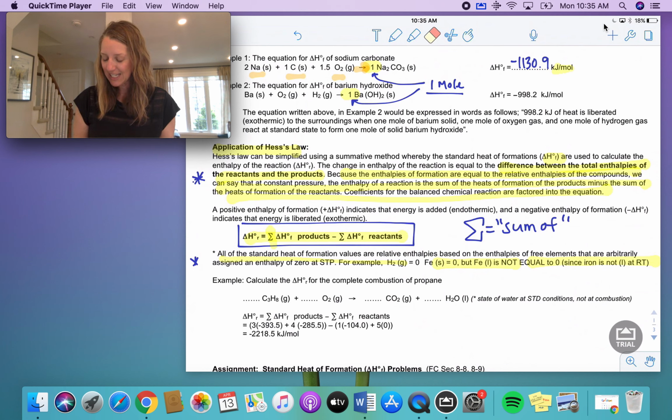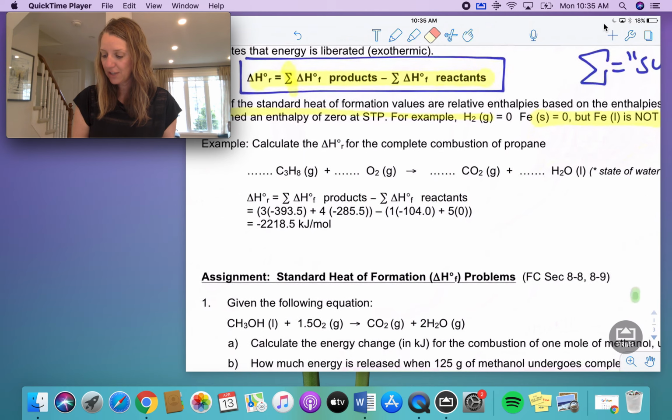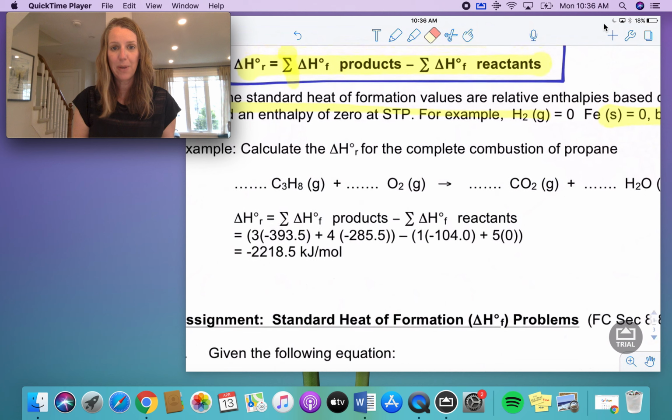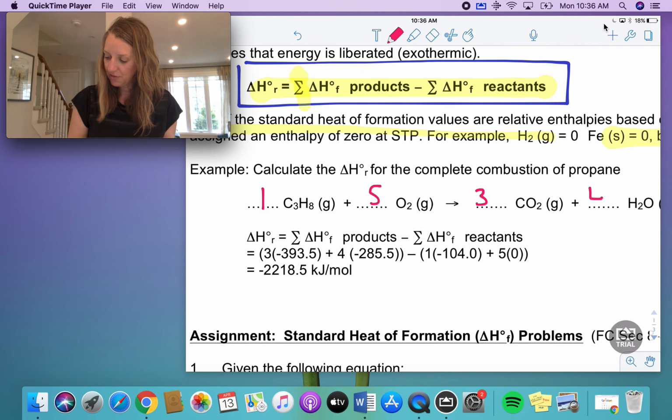So the first one is, what would be the enthalpy of the reaction, the overall reaction for the complete combustion of propane? So step number 1, go ahead and balance the chemical equation. Okay, so you can pause the video if you'd like. All right, and so you should have your coefficients as 1, 5, 3, and 4.